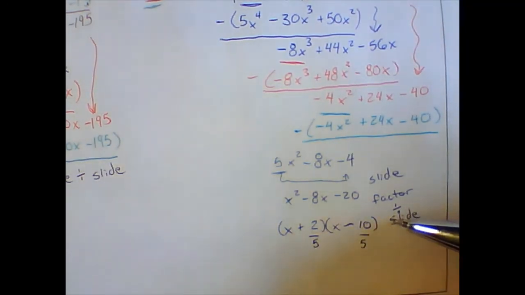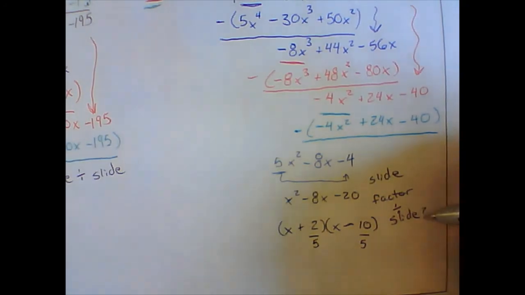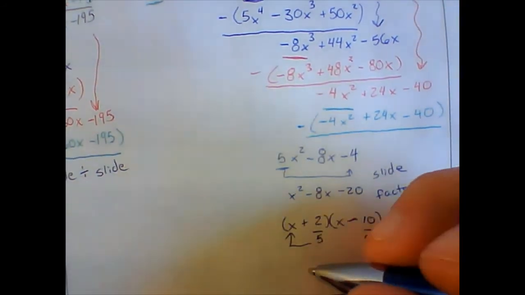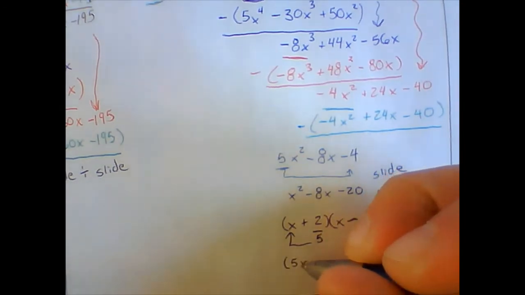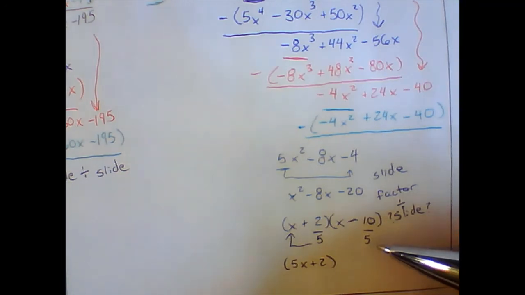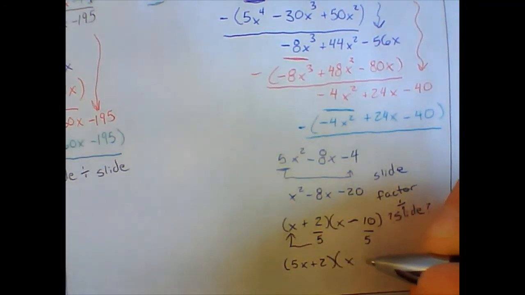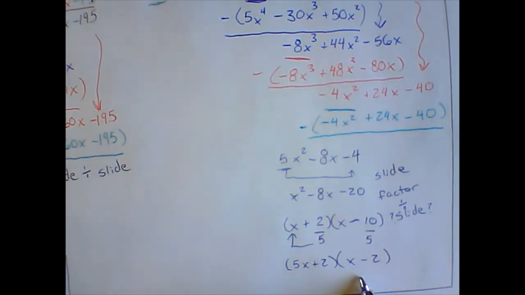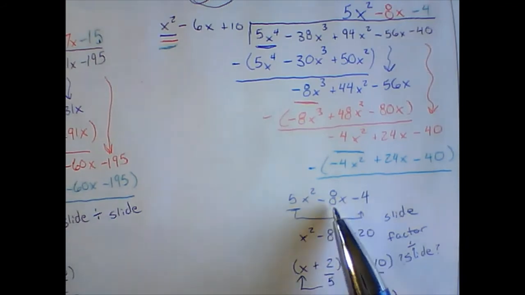Okay, and some of these will actually slide. Some of these may not slide, though, because it may actually work. 2 divided by 5 does not work, so the 5 slides back to where he should be. 10 divided by 5, that works, so we don't actually have to slide on that one. So we get x minus 2, and that's the factor. That's the factor for 5x squared minus 8x minus 4.